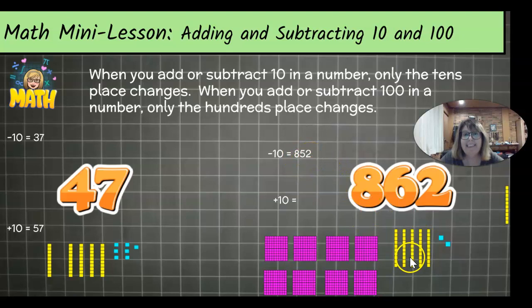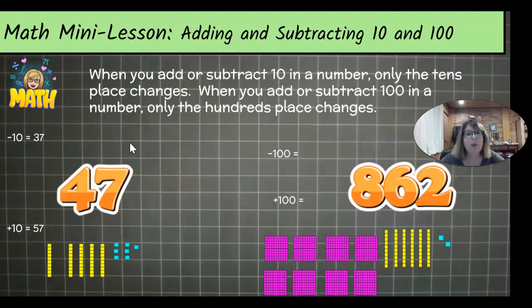Now what if I wanted to add a 10? I had 862, and I added a 10. That means now I have 7 tens, so it's 872. So if I add or subtract 10, every other digit in the other places stays the same. The only digit that will change is the tens digit.